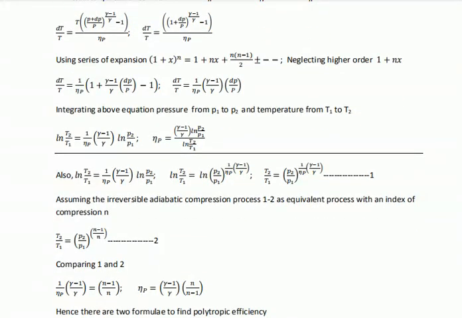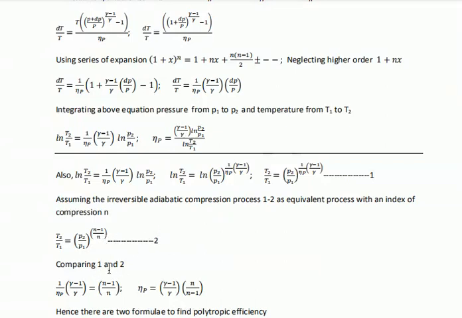Index of the compression here, if you take instead of this gamma, you can take that index of compression that is represented with the n. Just you have to write that T2 by T1 is equal to (P2 by P1) raised to (n minus 1) by n. So this is equation number 2.